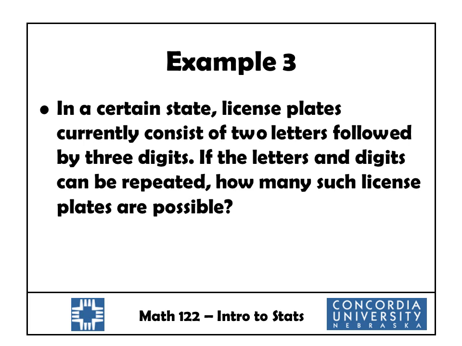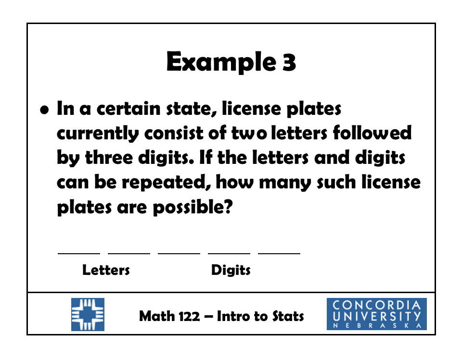Example 3 is going to be another fundamental counting rule problem. In a certain state, license plates currently consist of 2 letters followed by 3 digits. If the letters and digits can be repeated, how many such license plates are possible? Okay. So in this case, we have 5 choices to make. We have the 2 letters and then the 3 digits. So I'm going to draw 5 blanks there. The first 2 are for the letters, the last 3 are for the digits.